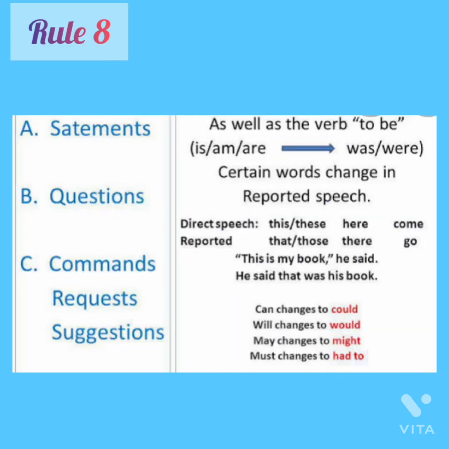Now, rule number 8 is related to the change in statements, questions, commands, requests, and suggestions when being asked in the sentences. The major changes in the verb to be, that is, "am", "is" and "are", will be changed into "was" and "were". And there are certain words changed in the reported speech: when in direct speech we have "these", it will be changed into "those", "this" into "that", "here" will be changed into "there", and "come" will change into "go".